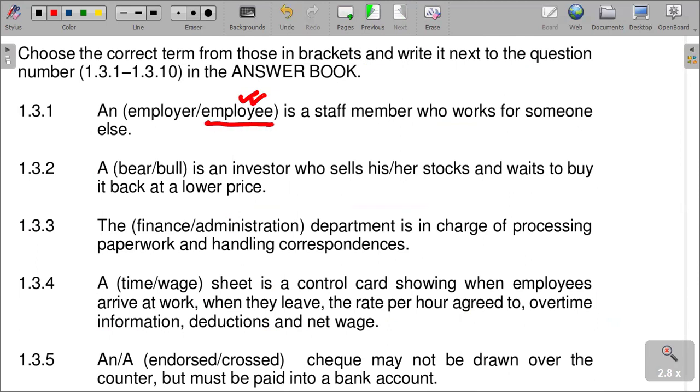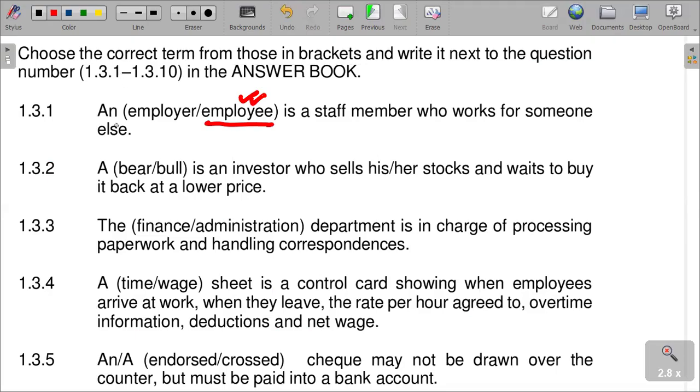The employer is the one who is the owner of the business. The employee is a staff member who works for someone. Number 2, a dash is an investor who sells his or her stock and waits to buy it back at a lower price. It is a bear.